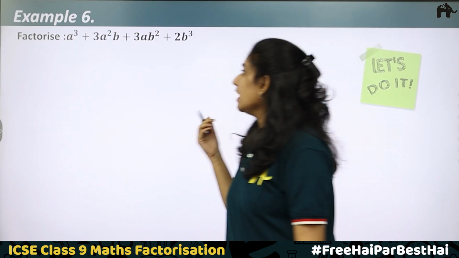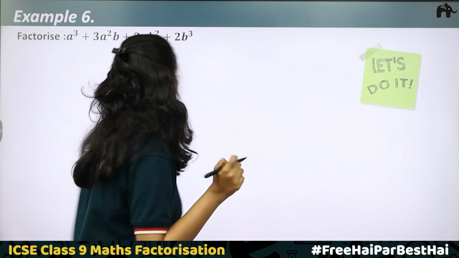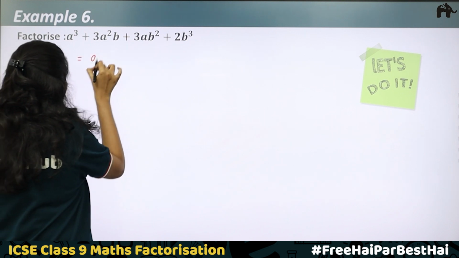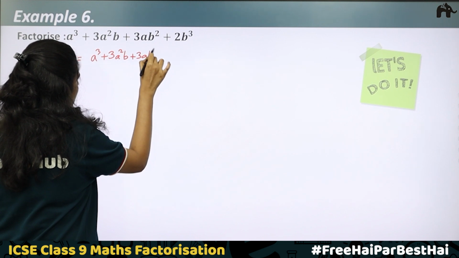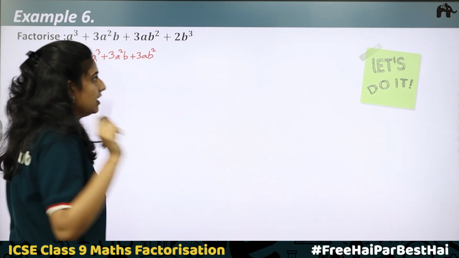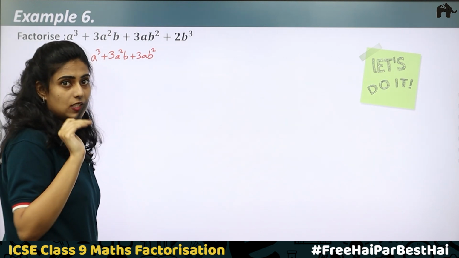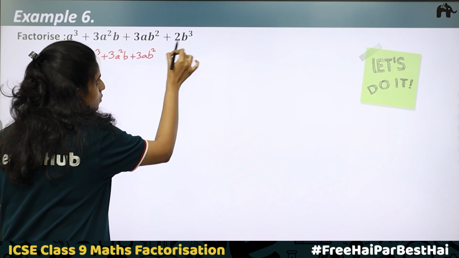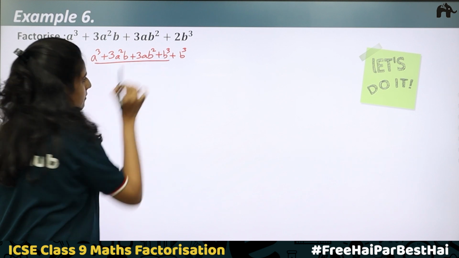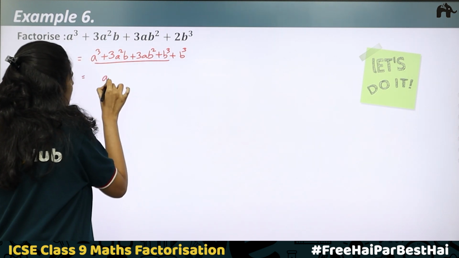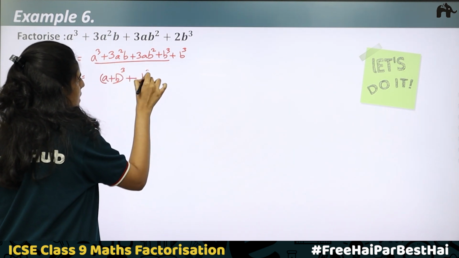Example 6, factorize a cube plus 3a square b plus 3ab square plus 2b cube. So here we are having a cube plus 3a square b plus 3ab square plus 2b cube. We have studied a formula a cube plus 3a square b plus 3ab square plus b cube is equal to a plus b whole cube. So this 2b cube can be written as b cube plus b cube. Then this part when taken will be equal to a plus b whole cube. So a plus b whole cube plus b cube.